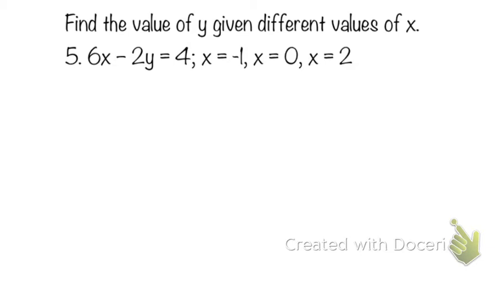We're going to see an instance where this is actually helpful now. We're going to see an instance where it's a little more helpful. So we're given this equation, 6x minus 2y equals 4. And we're told to find the value of y, find what y equals, for these different values of x's. So we're saying when x is negative 1, what's y equal to? When x is 0, what's y equal to? When x is 2, what's y equal to?